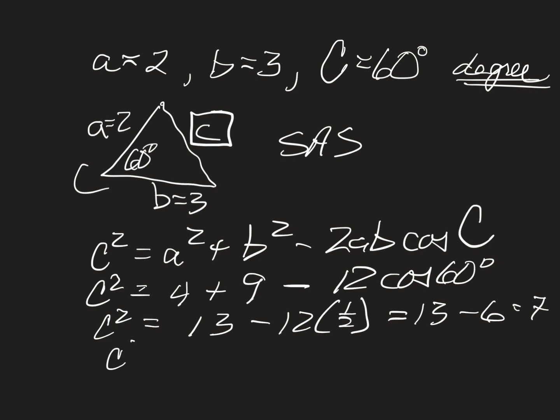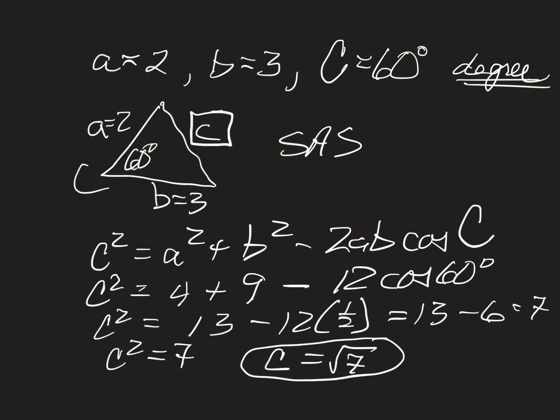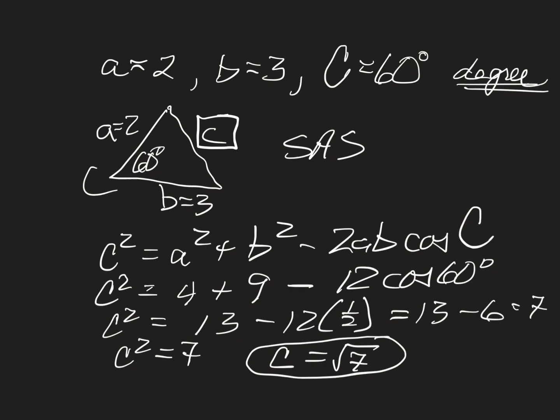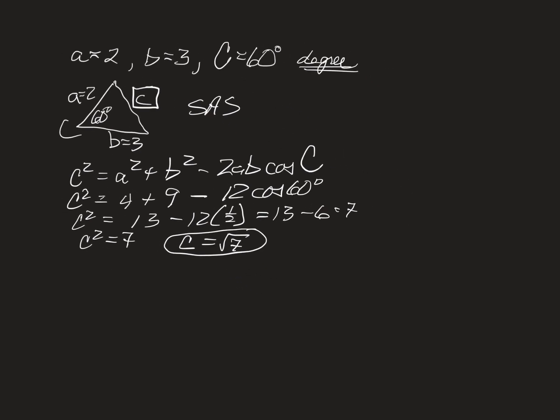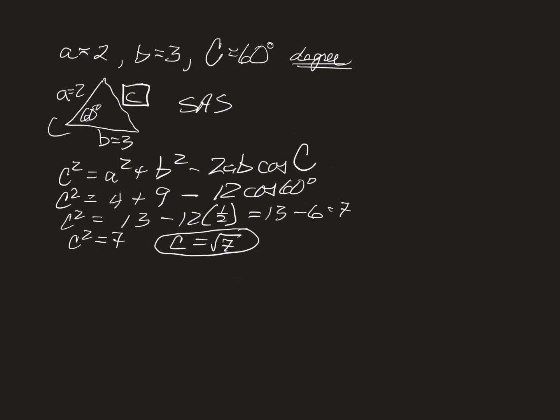Then I have C squared equals 7. So C is equal to the square root of 7. And I only need the positive square root here because I'm solving for a length. So C is now the square root of 7. At that point, to solve the triangle, you can now do a law of sines to get one of the other angles.